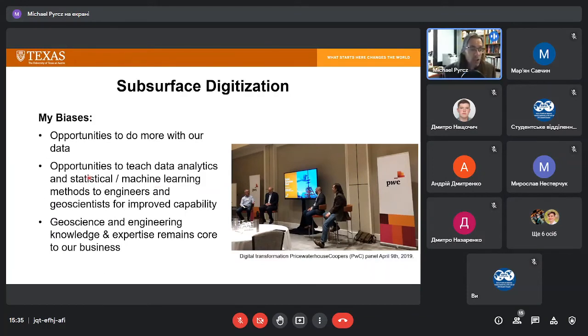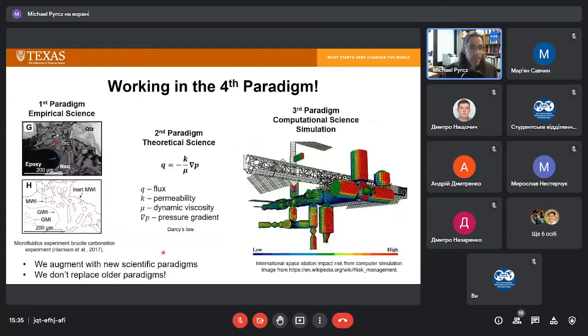Geoscience and engineering knowledge and expertise remains core to everything we do. I go to many organizations, they got a data scientist, and the data scientist really doesn't know much about oil and gas. And I'll tell you what, I don't think that's the best. They have to work together with the engineers, and I think it's even better for the engineers to know something about data science. I think that can be very helpful.